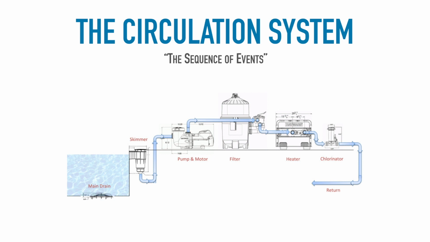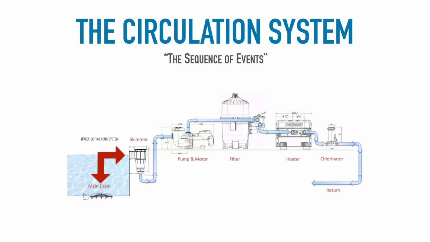What I'm showing you is the sequence of events, the first, the second, third, so on and so forth, steps that your water takes on its journey through your circulation system. Now, as you can see on the screen here, first, our water is going to exit through either our main drain or our skimmers. Once it exits through those outlets, it's going to then go into our pump and motor, followed by our filter, then through our heating system, and then finally through our chemical system, whether it's just a simple chlorinator or it's a fully automated chemical system.